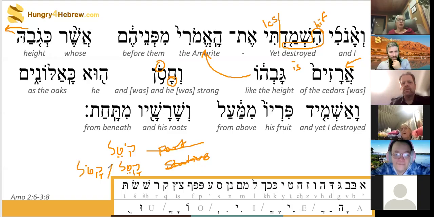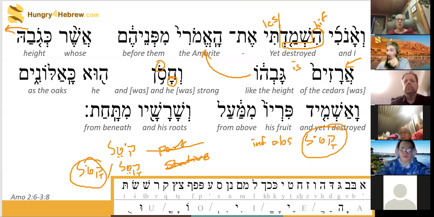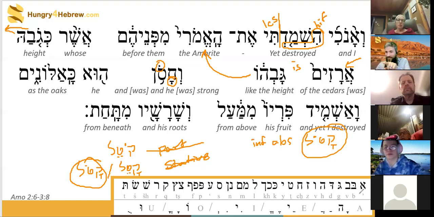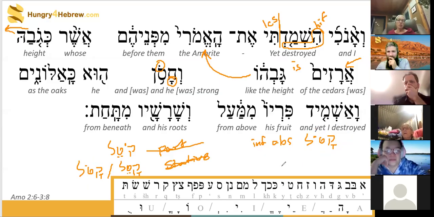Good. I like where you're going. So katol is another stative. And infinitive absolute is A-O, katol. So that's the same as this, kadosh, right? Expound. Well, he was a strong one, or hold on. Can that be a noun? The strong, like the height. Here, how about this one?